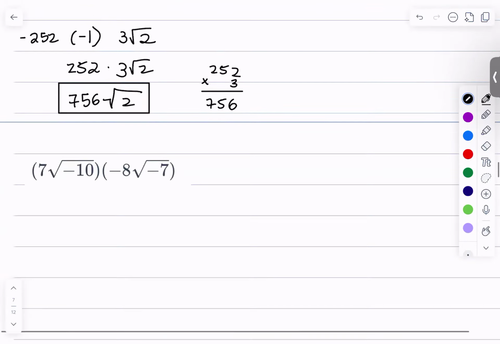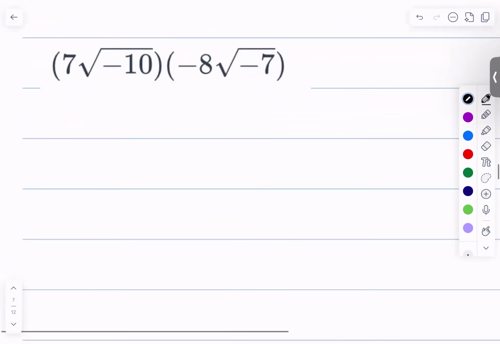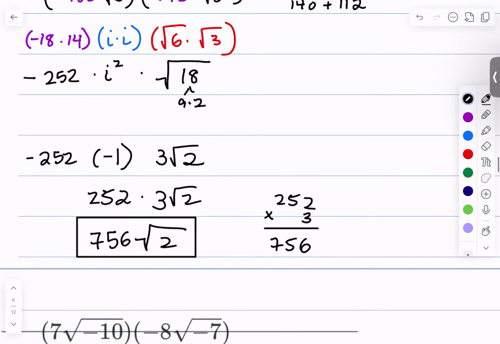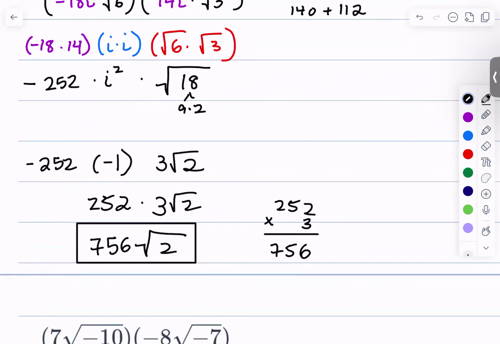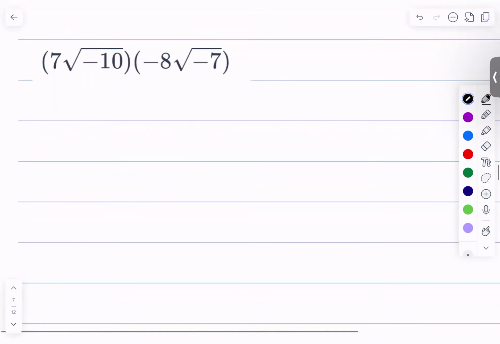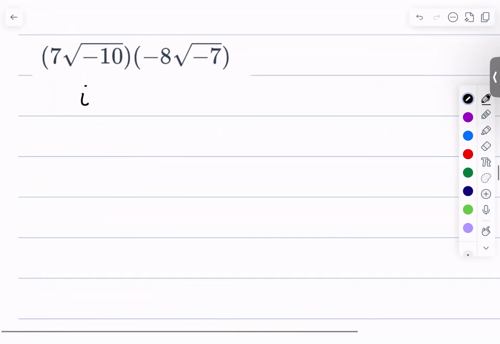All right. So my next one is this. You get a positive 252. So in this case, I cannot simplify 10 or 7, right? What's in my square root? But if there's a negative, if it's a negative 10 and a negative 7, it's our job to take out the negative with an i. Okay?